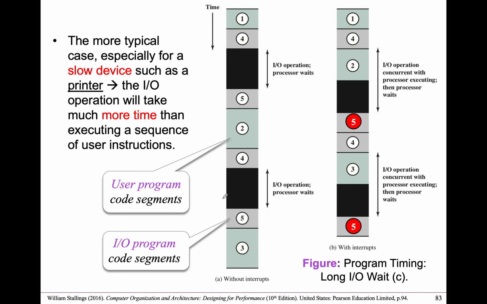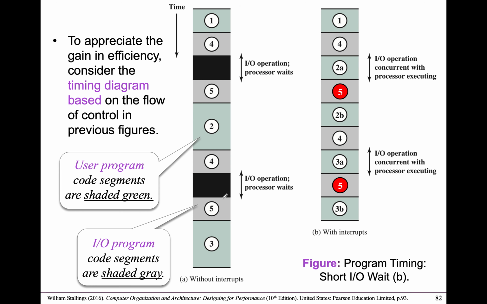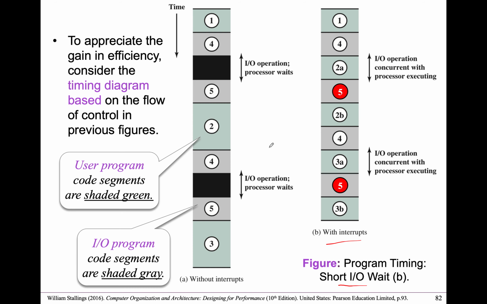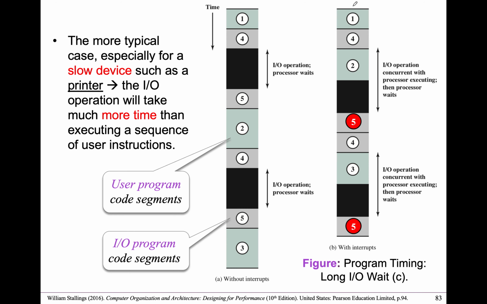Okay. Now you're going to see program timing for your short input output wait. Over here you can see input output operation concurrent with processor executing. This one is a representation with the instructions of this. It is similar, only in different presentations. First, you're going to go to your user program as well, similar to here, and you're going to go to the input output. Input output, you will do.